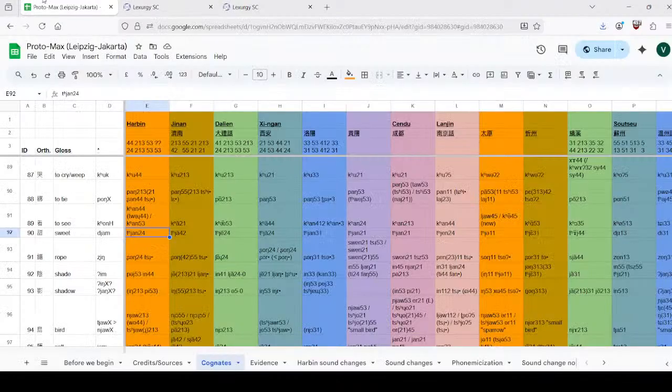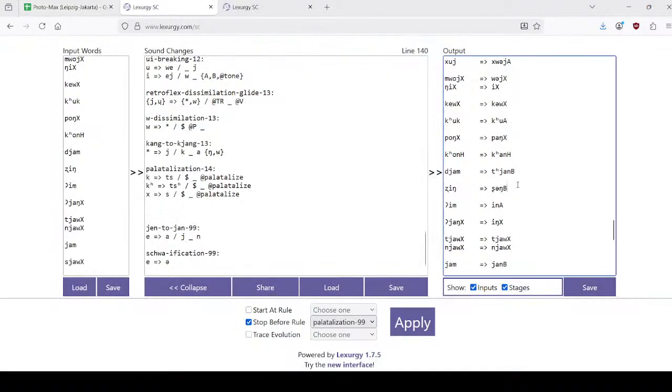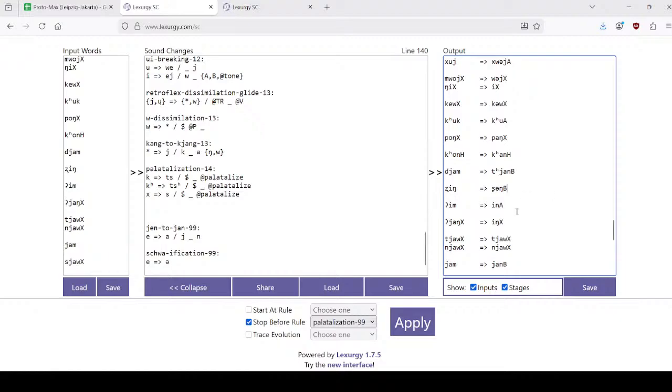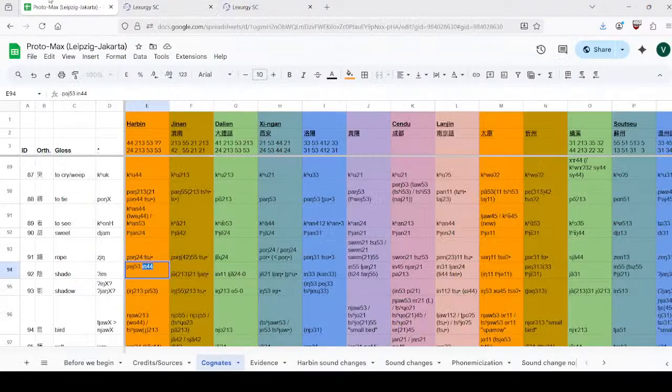Okay. Now for rope, going from jing to sheng. That's right. To drink, or wait, no, this isn't to drink. This is shade, going from im to yin. In this case, that's the second part of this yin, and then shadow going from yin, or wait, yang to yin.